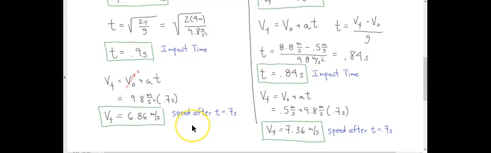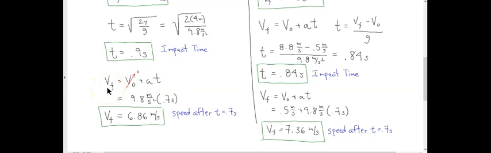Let's take a look at what the speed of a free-falling object, or a thrown down object, is at the same point in time after the release. For this problem, I chose 0.7 seconds. It could be any time from 0 to impact time, really. So let's take a look.